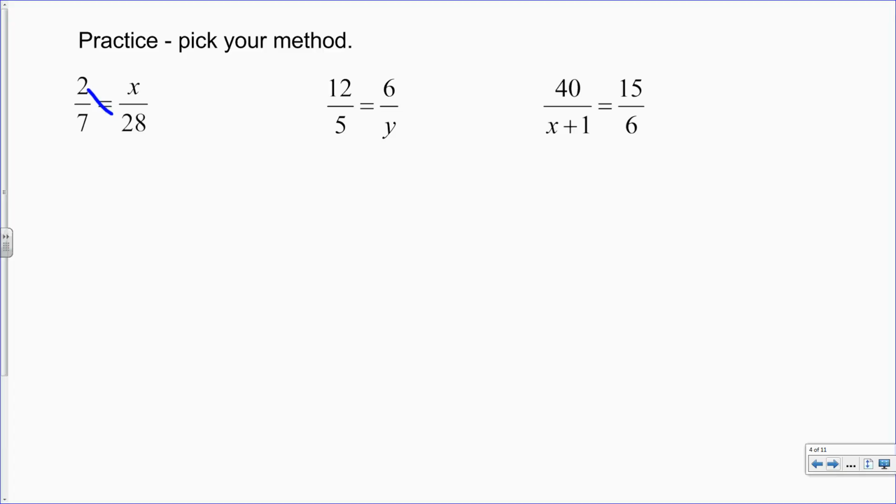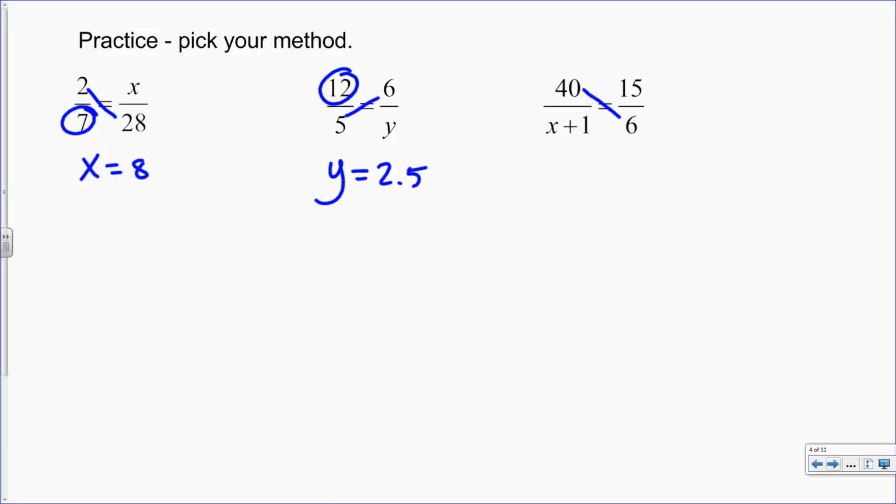Okay, on this first one, you should have multiplied 2 times 28, and then you should have divided by your 7. And that should have given you x equals 8. Here, you should have multiplied 5 times 6, which gives you 30. Divide by your 12, and you get y equals 2.5.